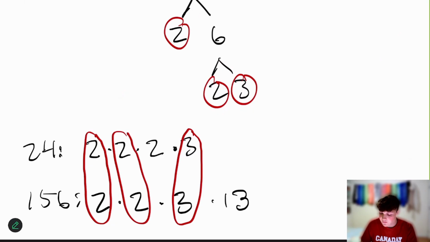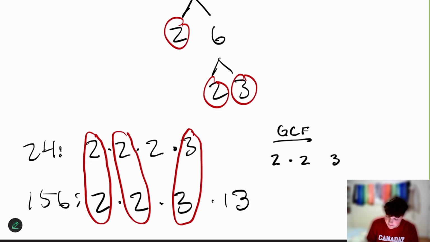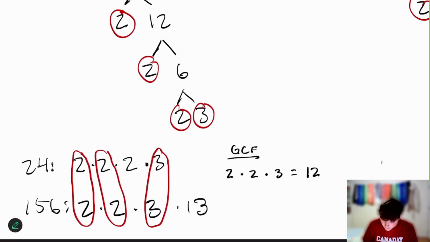And what we do is we take these shared prime factors, a 2 and a 3, and if we want to find the GCF, the GCF is just going to be these shared prime factors multiplied by each other. 2 times 2 times 3 is 12. And so our GCF of 24 and 156 is 12.